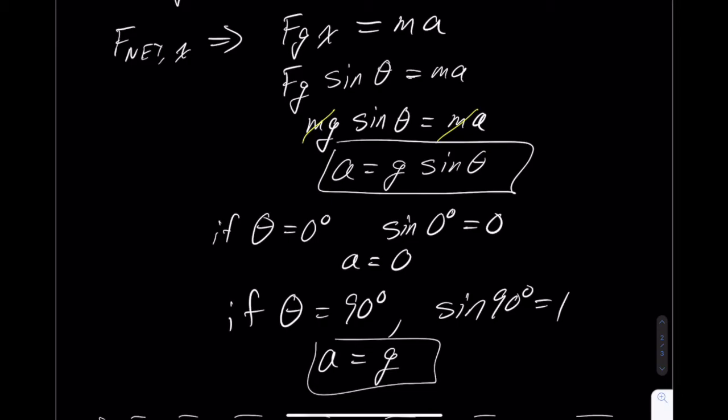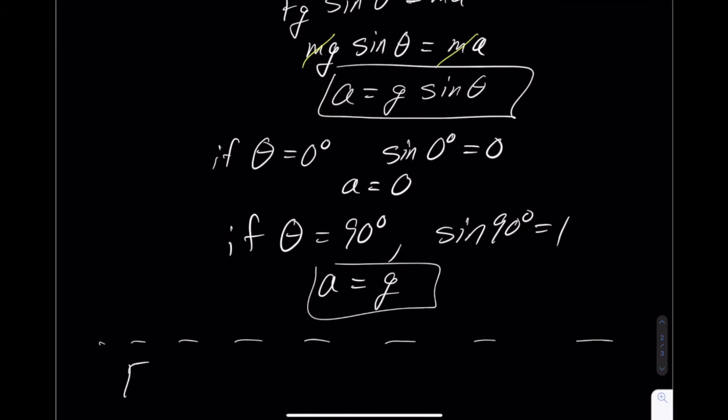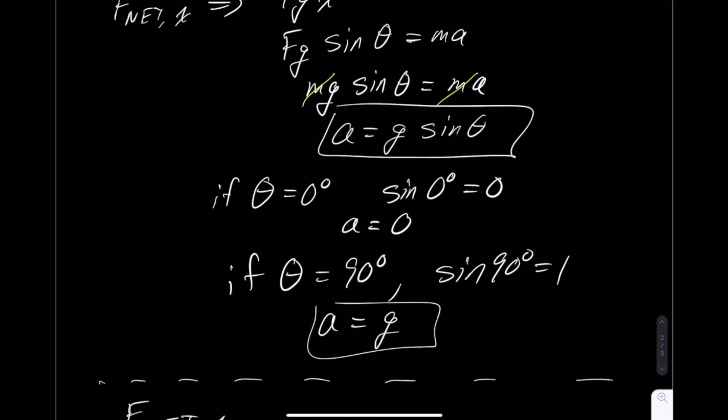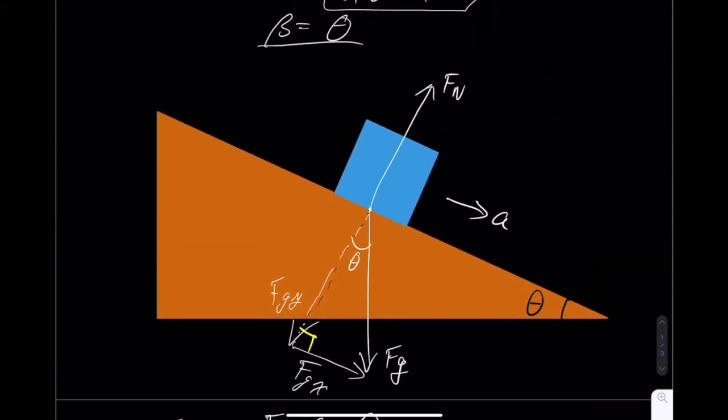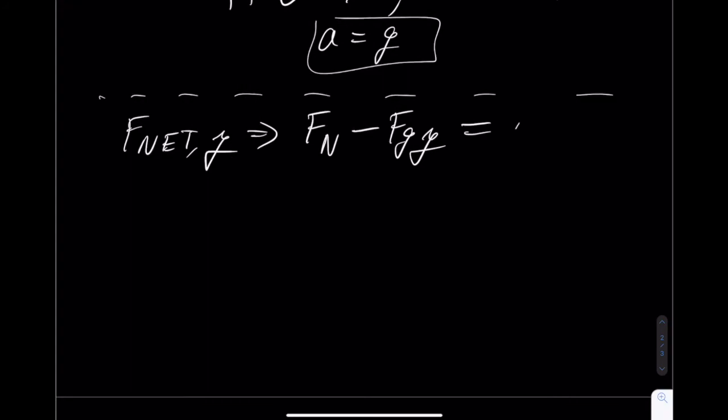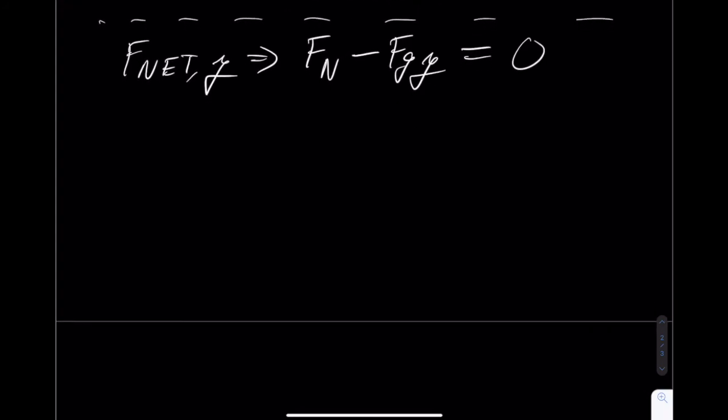Now, we also have the other direction, F net y. And so we can look at our free body diagram and say, what are the forces in the y direction? Well, in the positive y direction, we have the normal force, and in the negative y direction, we have F sub g y. And what does that equal to? It's mass times acceleration in the y direction, but that's 0. Right, so what that tells me is that the normal force is equal to the y component of gravity, which I could go ahead and write as mg cosine theta is the normal force.